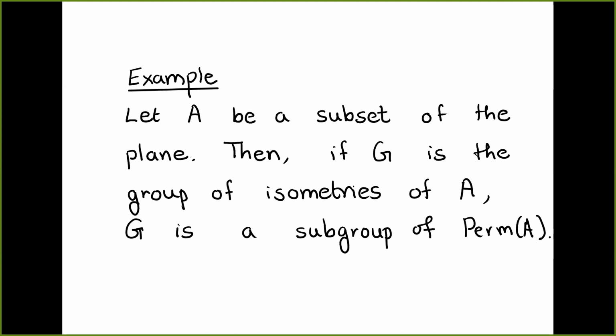So let's look at an example. This is an example that we have already seen, actually: if A is a subset of the plane, then I can talk about its group of isometries. All of these elements are sitting inside the group of all permutations of A. There may be permutations which are not actually isometries, so this may be a bigger group. But G is a subset of this, and it is closed under taking inverses and under composition. So G is a subgroup of this.